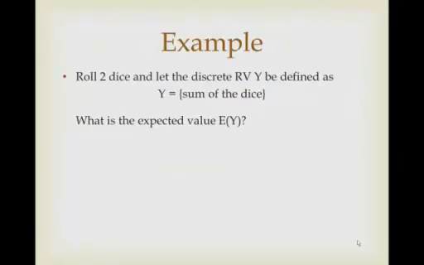Okay, so now let's have an example. We're going to roll 2 dice, and we're going to let the discrete random variable Y be defined as the sum of the dice. So what's the expected value? Well, we remember we're going to go something like this: probability of y, and we're going to sum it all up, right, like that.